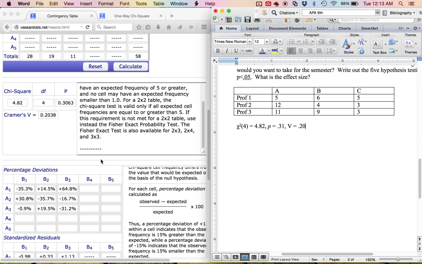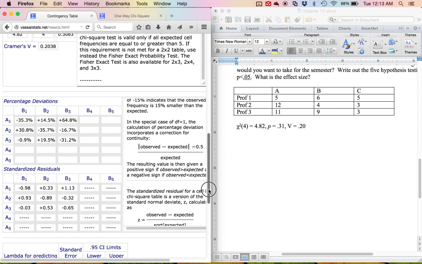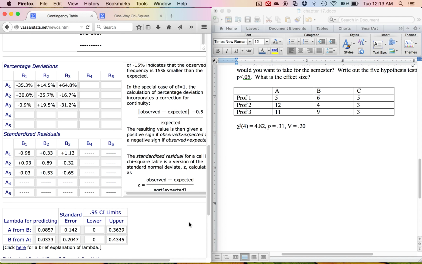The other things it gives you are these percent deviations and standardized residuals, and those would be things that you would look at if it were significant. I've always heard that you should look at standardized residuals larger than 2, because the cutoff score is about 1.96 for z-scores, and standardized residuals are z-scores. So anything larger than 2, more negative or more positive, indicates that that cell is very different than what would be expected. And in our particular case, since nothing was significant, you see that none of them are over 2.